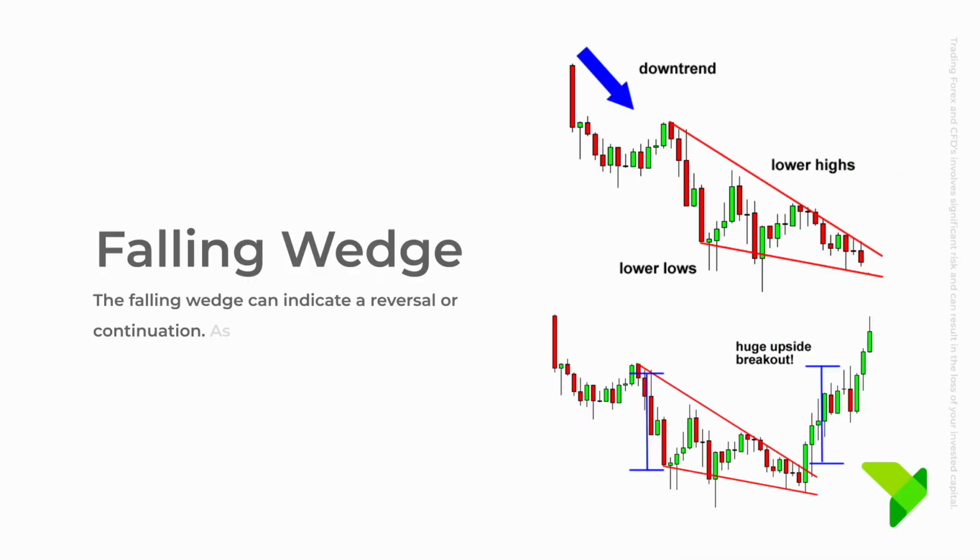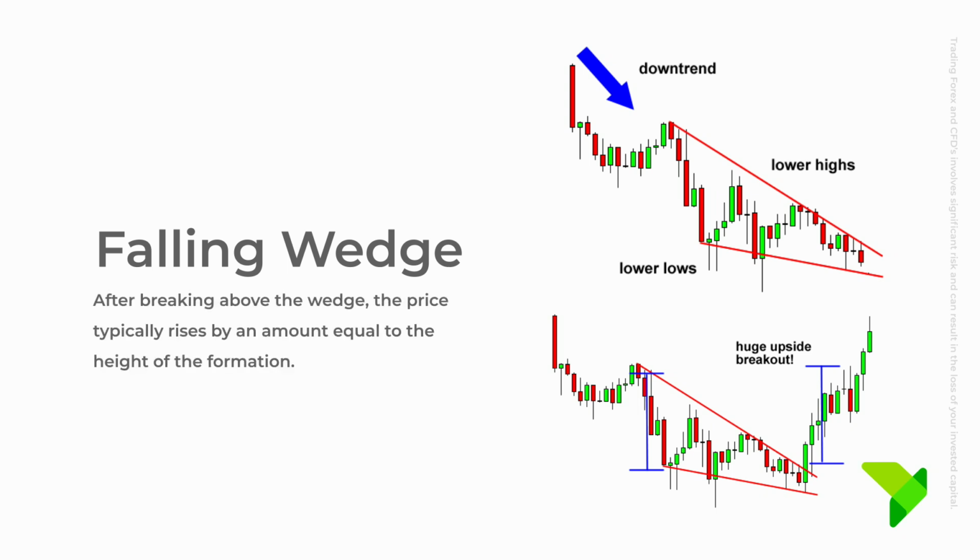The falling wedge can indicate a reversal or continuation. As a reversal, it forms at the bottom of a downtrend, signaling an upcoming uptrend. As a continuation, it appears during an uptrend, suggesting that the upward trend will persist. After breaking above the wedge, the price typically rises by an amount equal to the height of the formation.